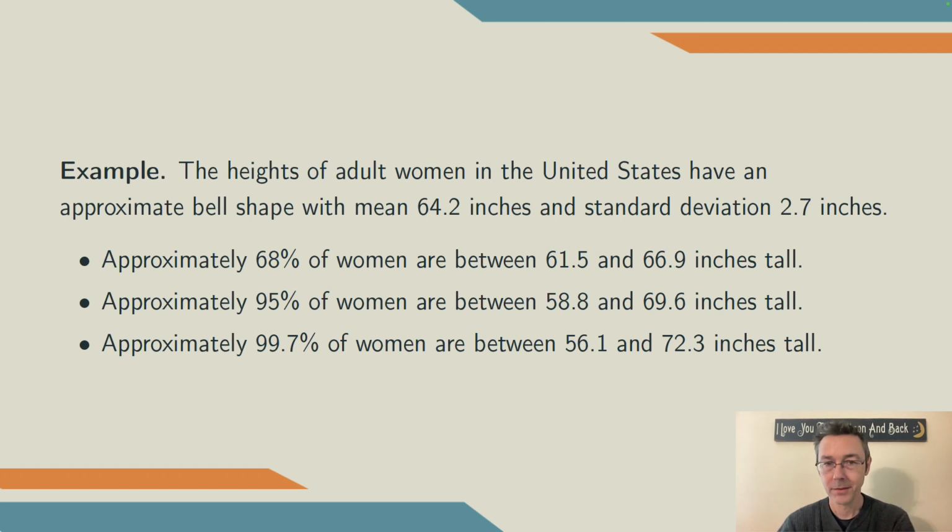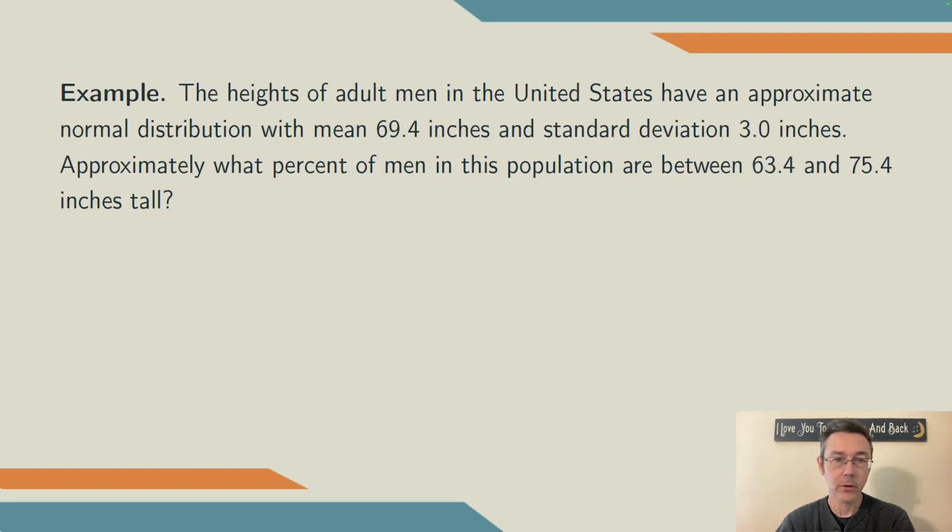same logic. One more example, and you can pause the video and try this one on your own before seeing my answer. The heights of adult men in the United States have an approximate normal distribution with mean 69.4 inches and standard deviation 3.0 inches. Approximately what percent of men in this population are between 63.4 and 75.4 inches tall?